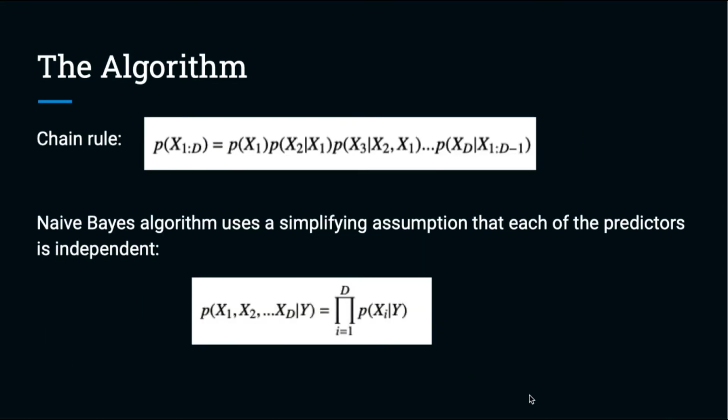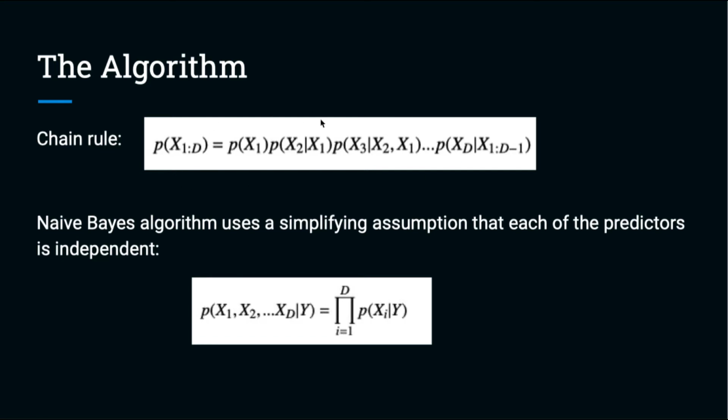Let's look at the chain rule of probability and how it applies to naive Bayes in text classification. The likelihood of a string of words 1 through D in a message would be the probability of the first word times the probability of the second word given the first word times the probability of the third word given the first two words, and so forth.